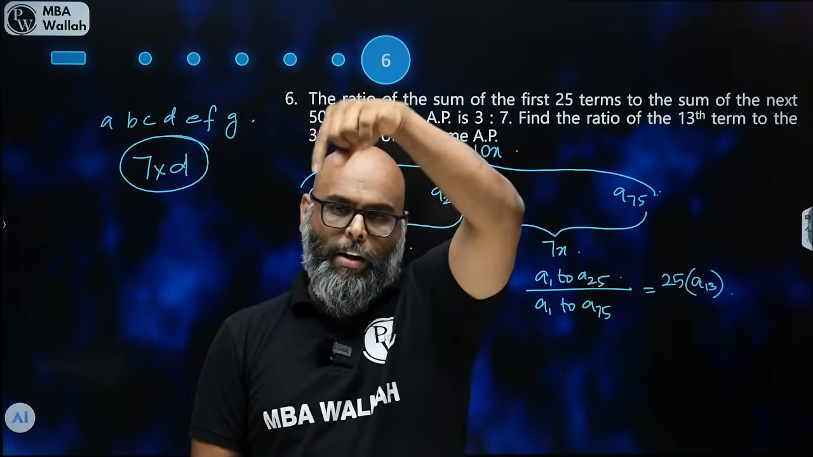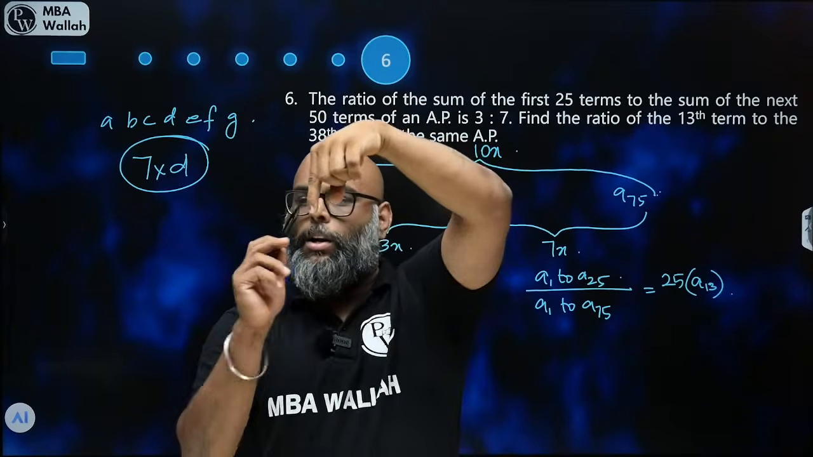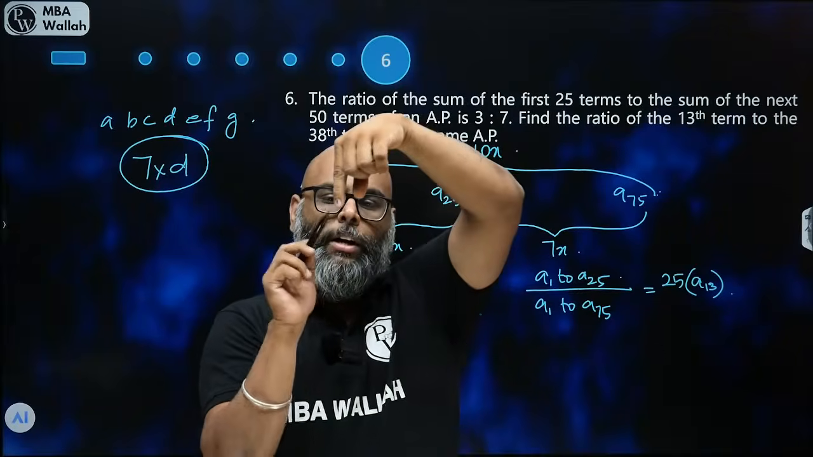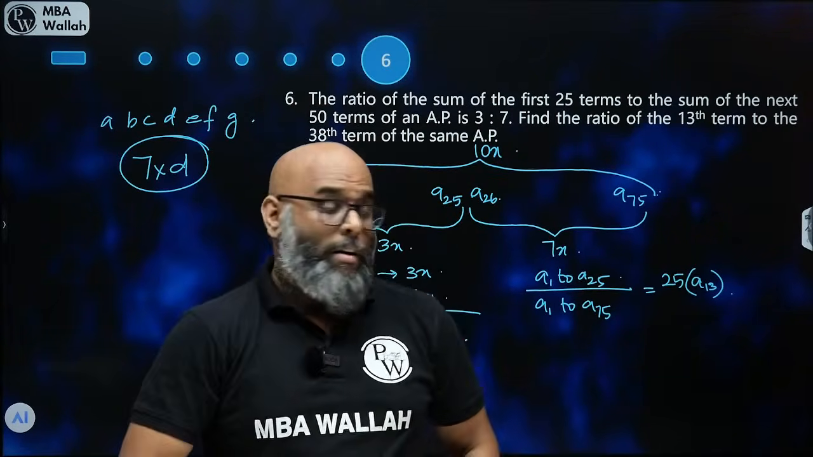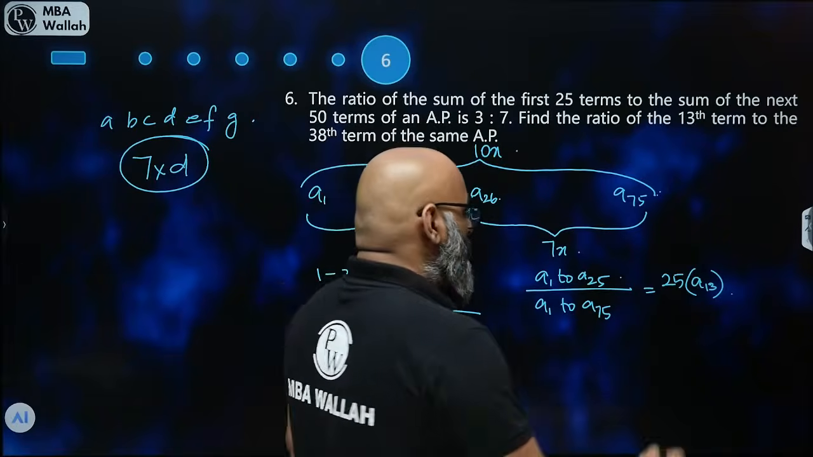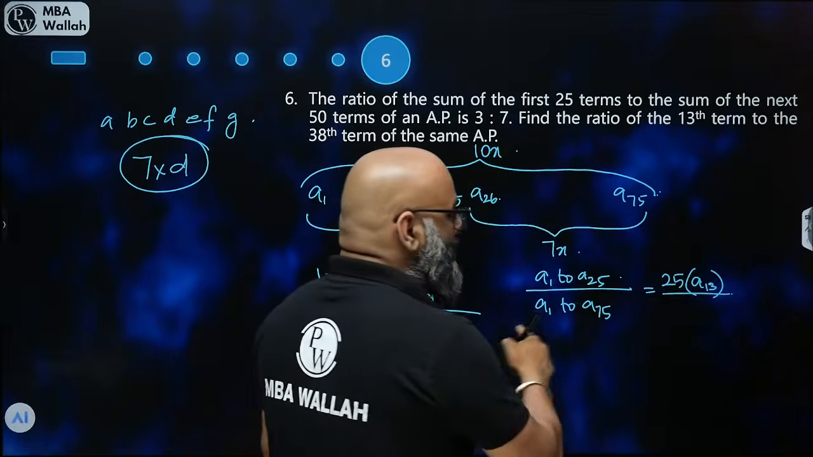What is the middle term of 25 terms? Sitting right in the middle, that is 13. There are 12 terms after that. There are 12 terms before that. 13 is sitting dead center. Right? We got this. Now, what is the sum of 75 terms?